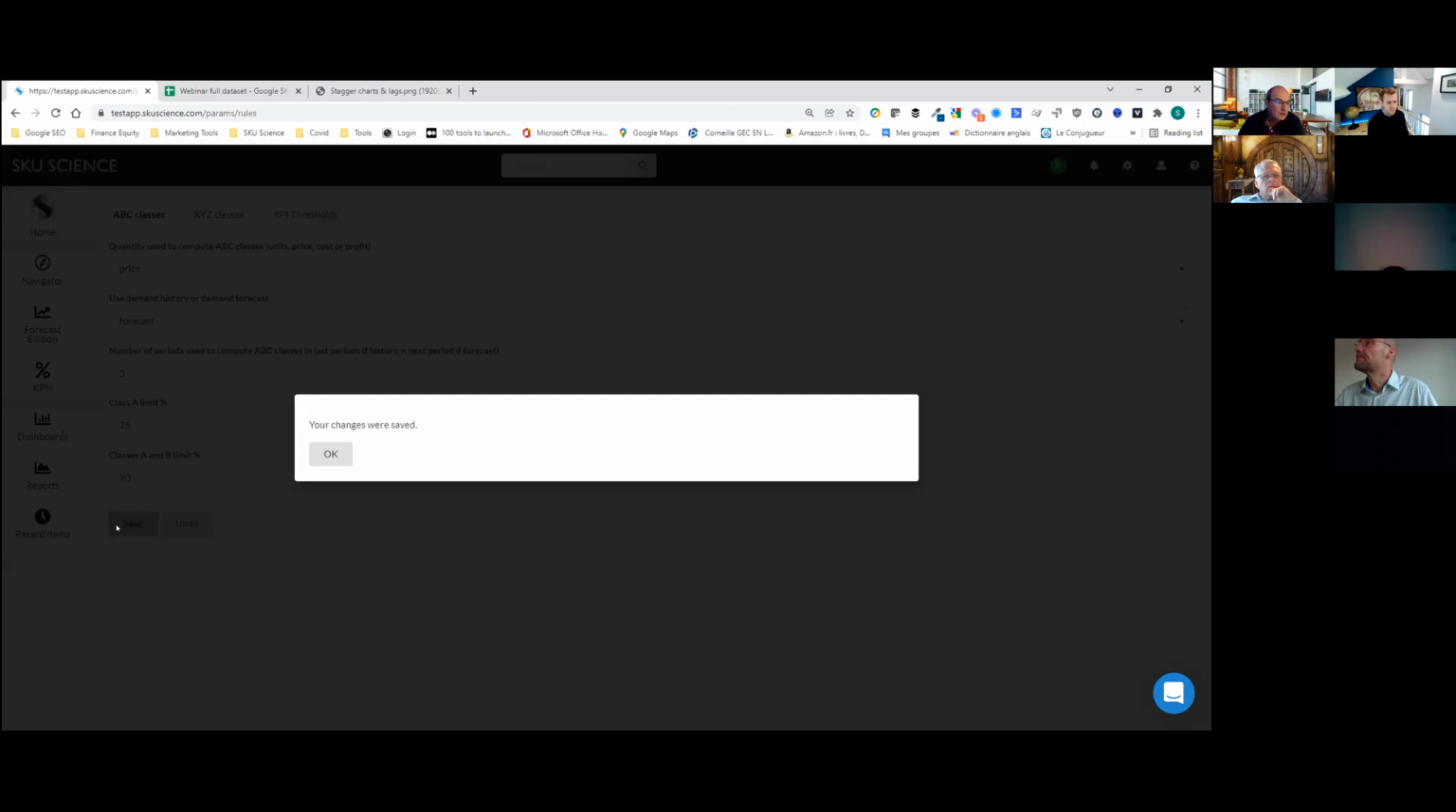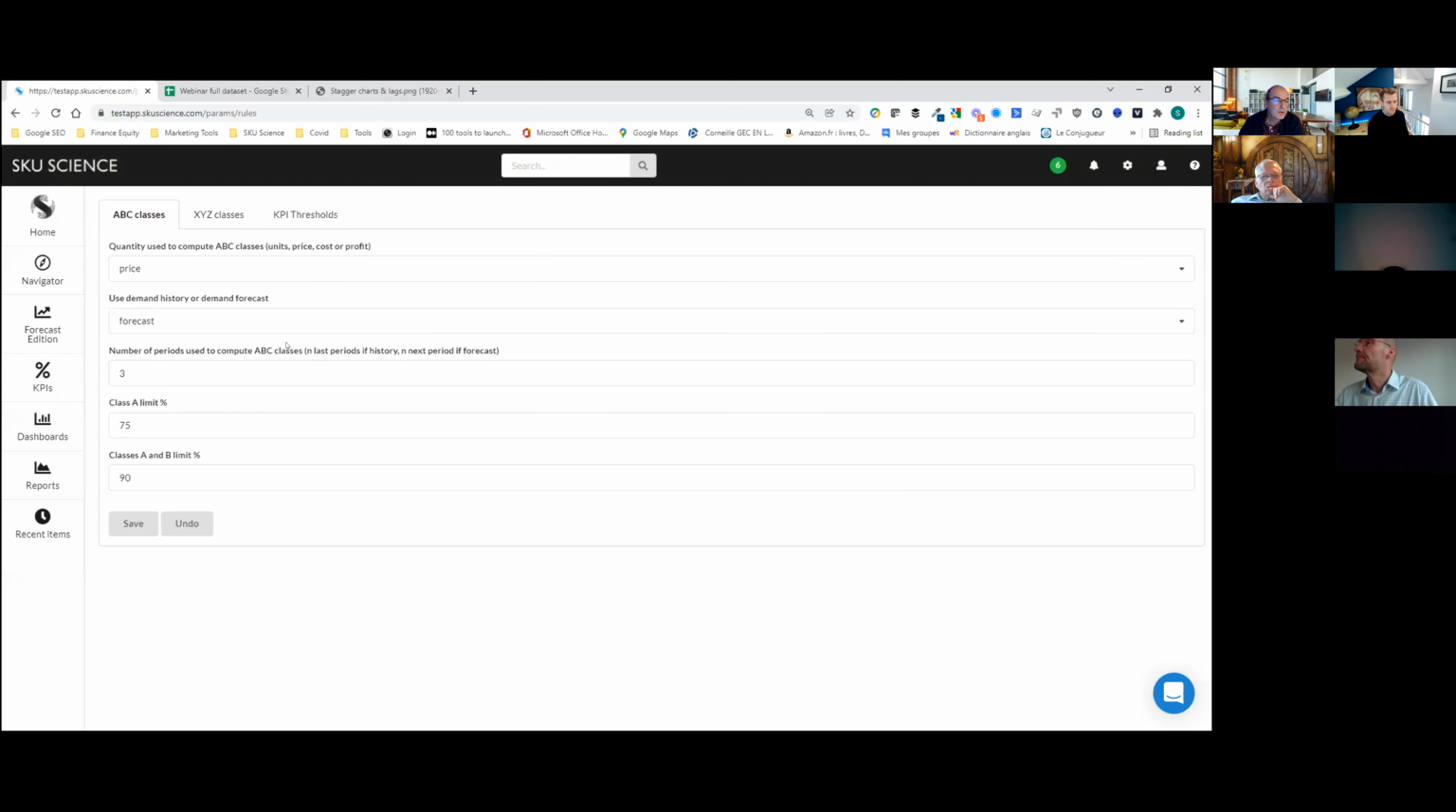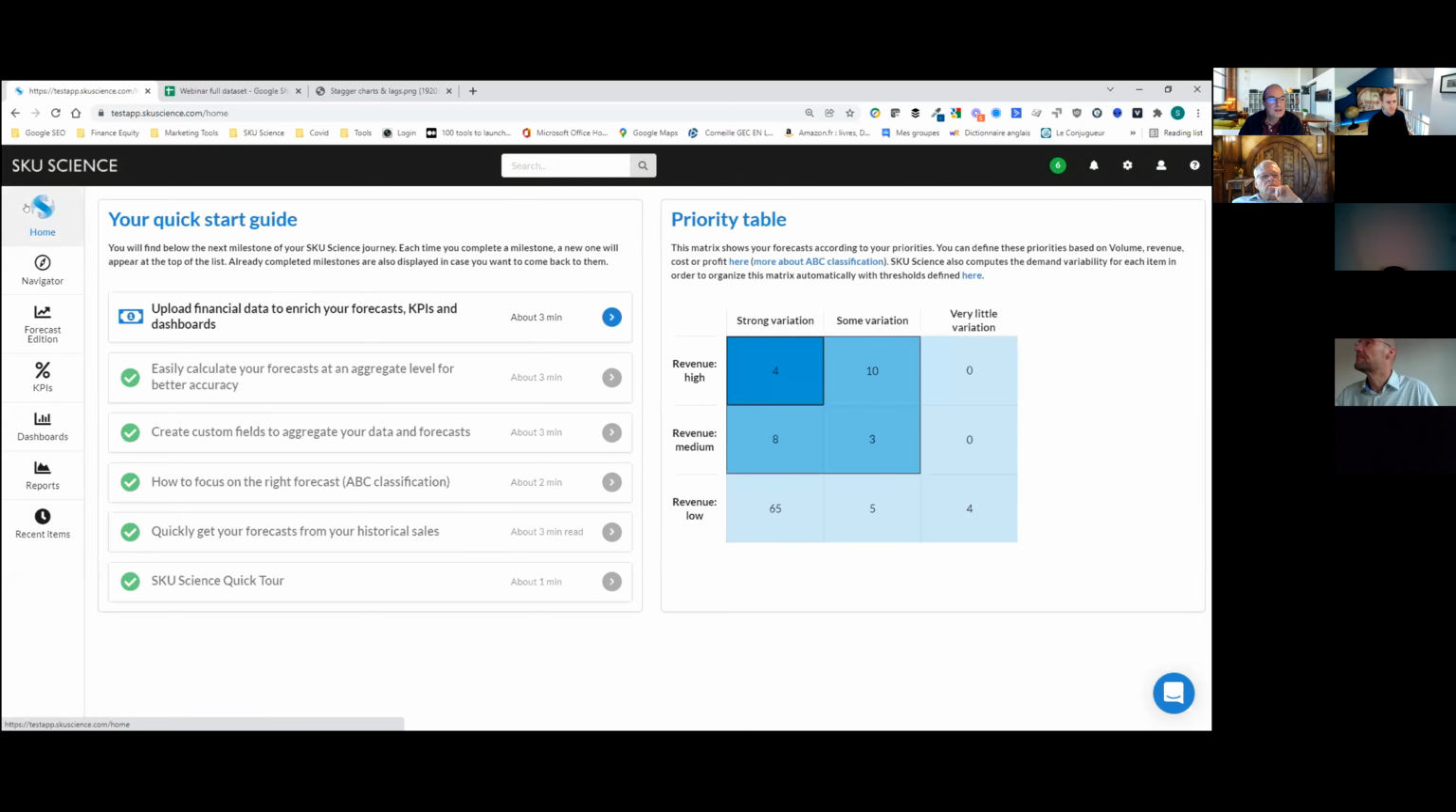If I click on save, the tool is just updating this data, and you can see already that just based on this revenue, we have changed the matrix, and we have a different classification for the ABC. So these are the A products, the B are here, and this is the line for the C products. Just by changing this.